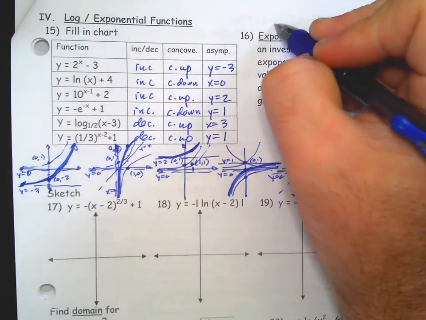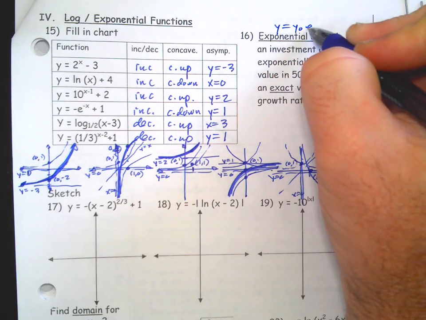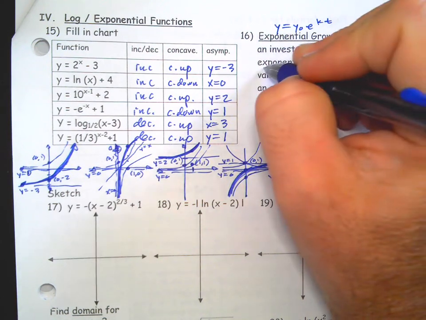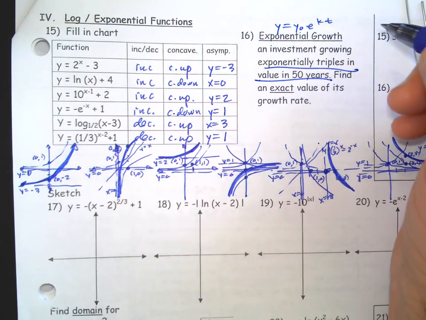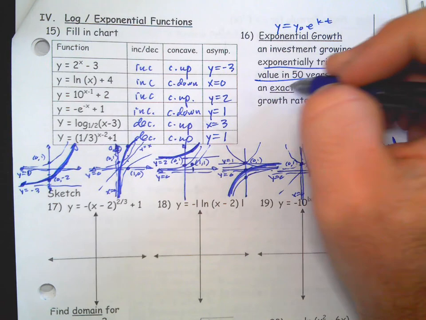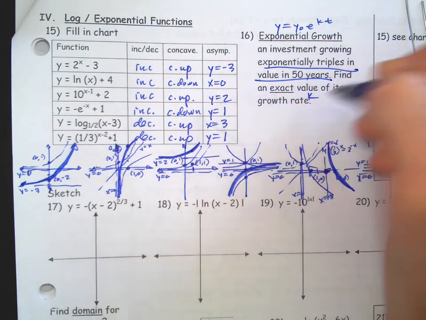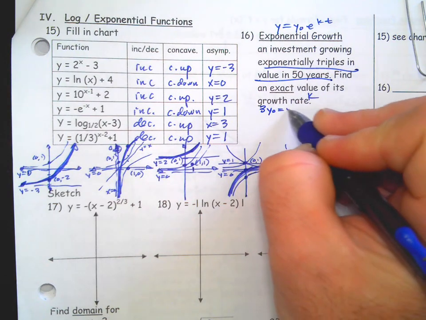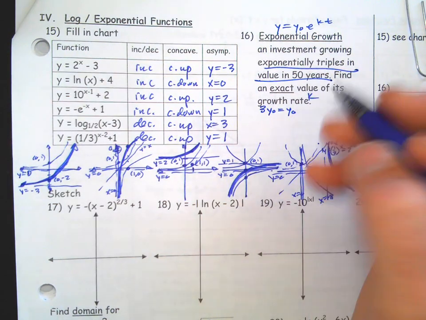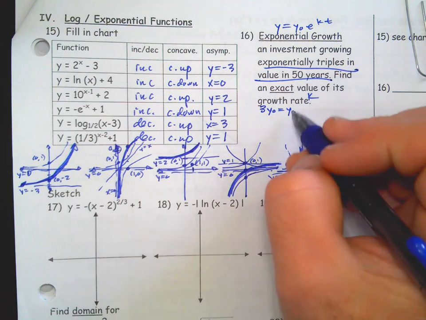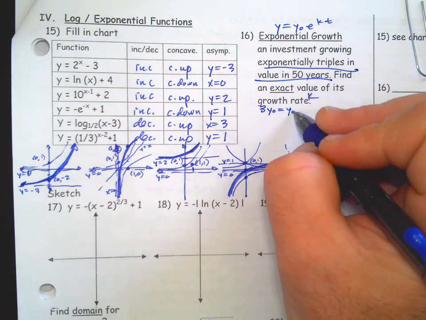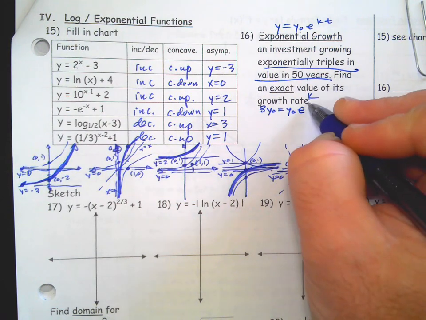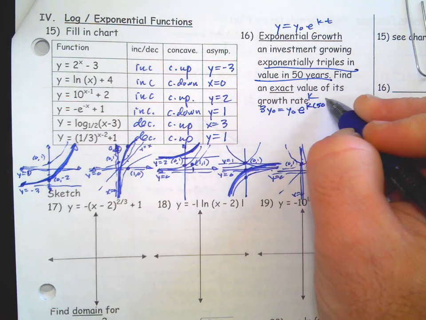Exponential growth. Now, exponential growth is y equals y naught e to the kt. So you could just memorize that. Investments growing exponentially triples in value in 50 years. So it's tripling time. Find the exact value of its growth rate. That's the k value. So if it triples, then you have 3 times your initial amount. So we don't even know what the initial amount or the amount in 50 years is, but we know it triples. So we'll say the initial amount is y sub 0, and the tripled amount is 3 times y sub 0, e to the k, and we have the time as 50.